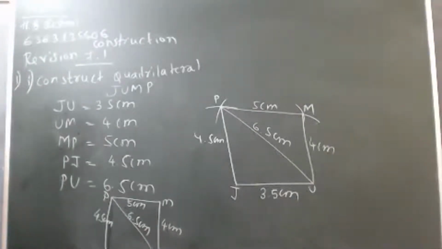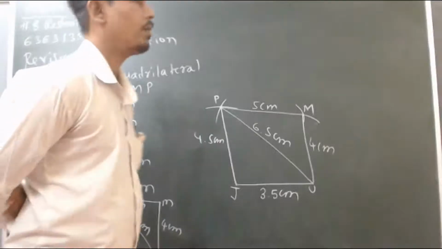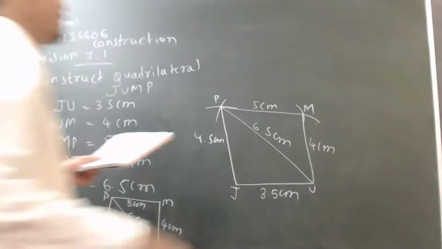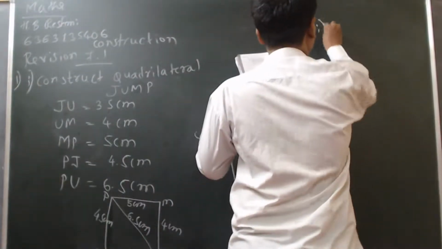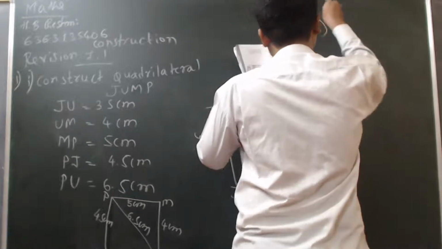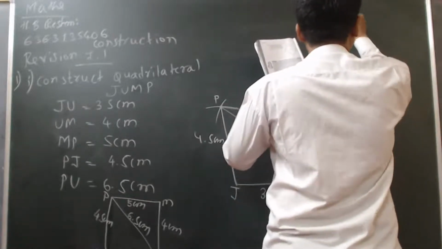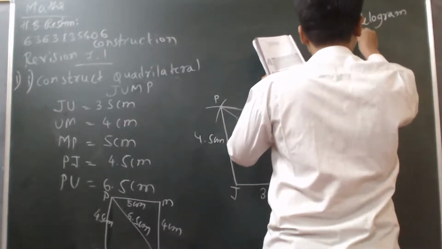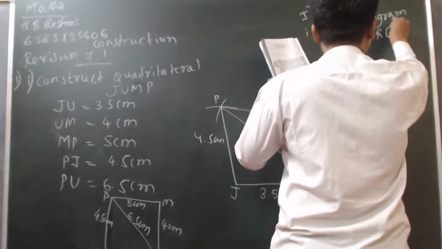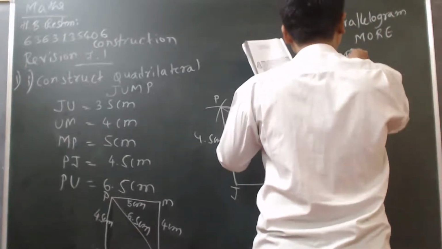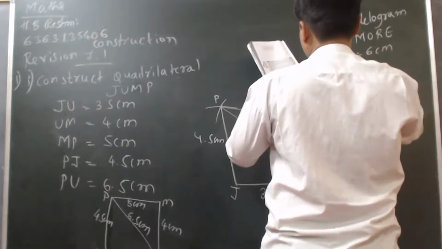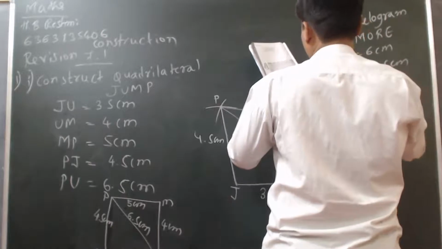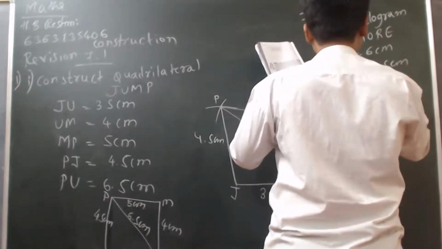Third question is on parallelogram. I'll write the rough information first. Parallelogram, it is written with M-O-R-E, and OR is 6 centimeter, RE is 4.5 centimeter, and then comes EO, it is 7.5 centimeter.